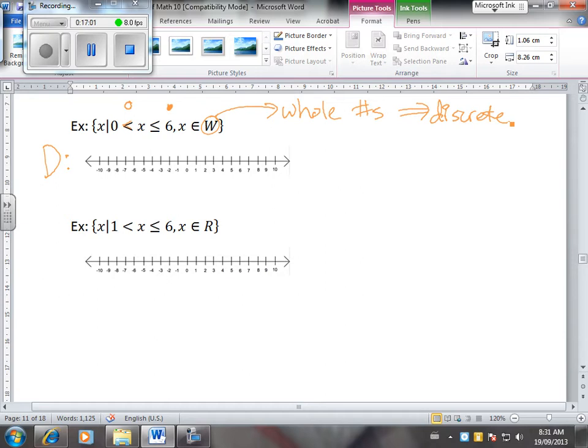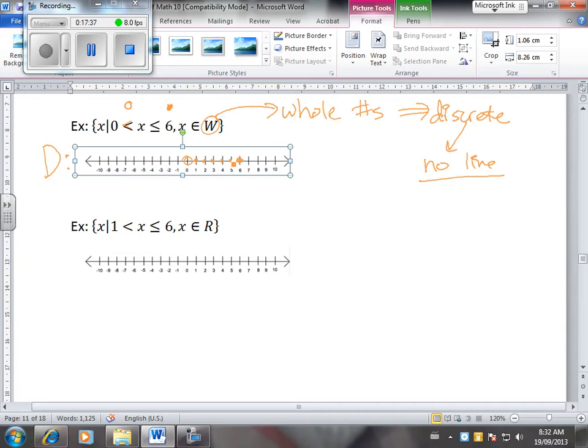So my lower limit, and sorry, discrete means that there is no line. Lower limit is a hollow dot. Upper limit is a solid dot. And then I just fill in my dots in between. Again, I don't have an arrow here because I have an upper and a lower limit. And I don't have a line because it's discrete data.